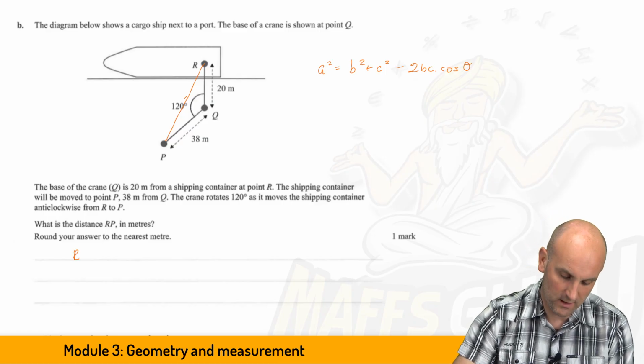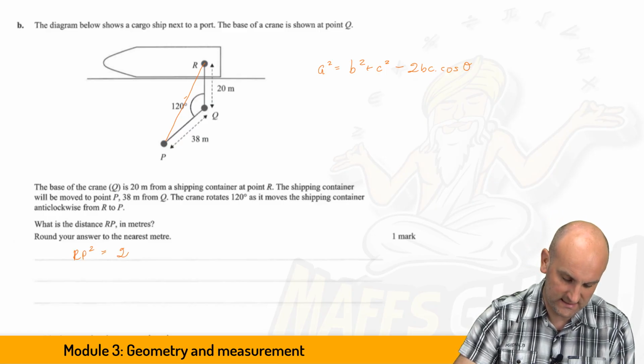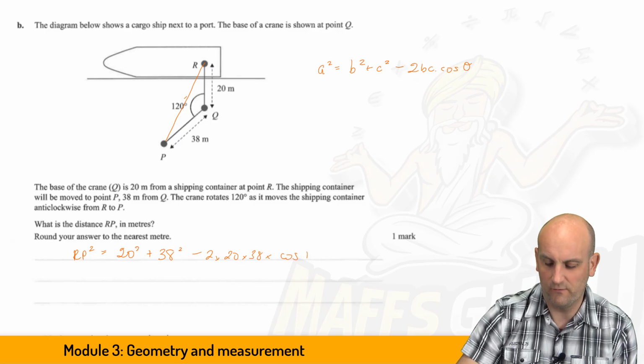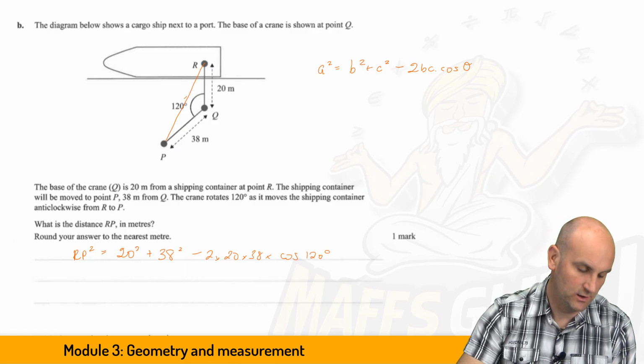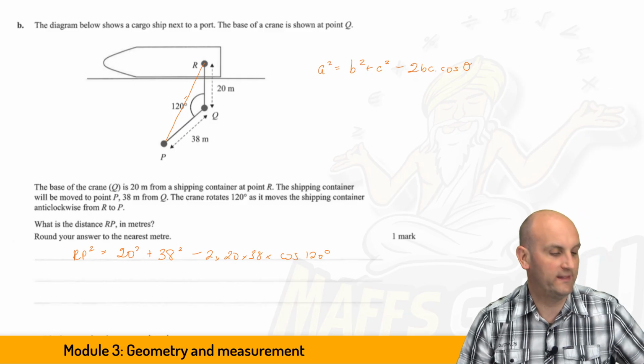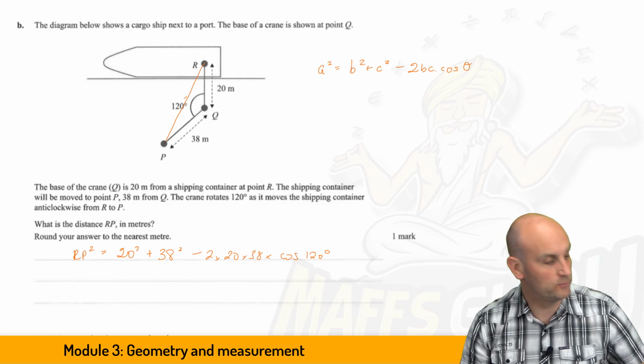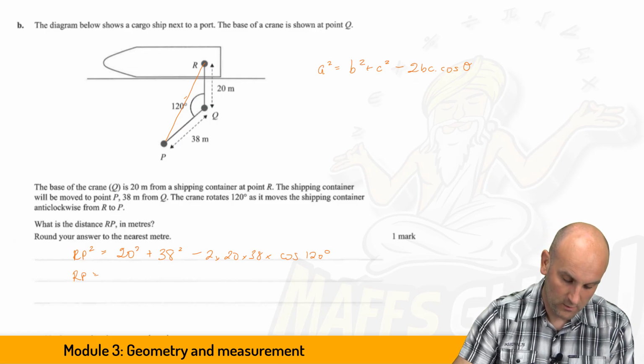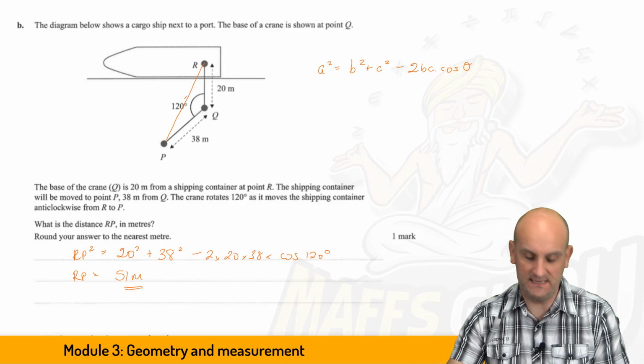So we know that RP squared would be equal to 20 squared plus 38 squared minus 2 times 20 times 38 times the cosine of 120 degrees, which, believe it or not, when I put all of that into my calculator, and I've done all that hard work already, gave me RP was equal to 51 meters. And remember, it had to be to the nearest meter.